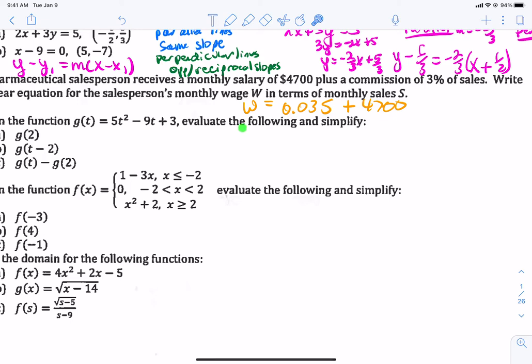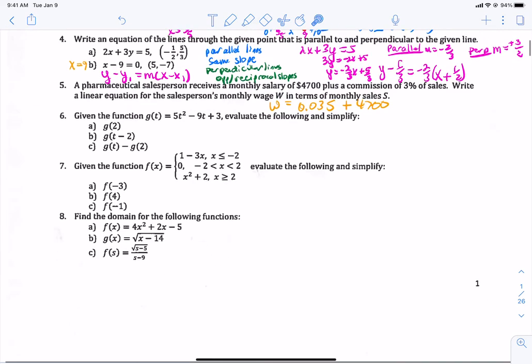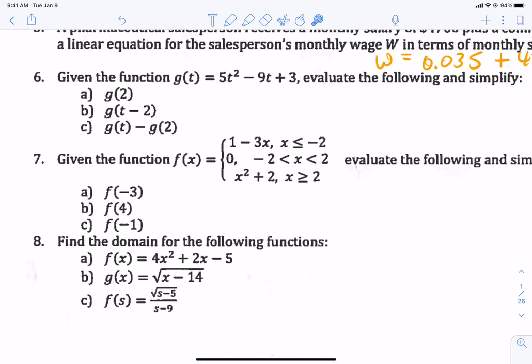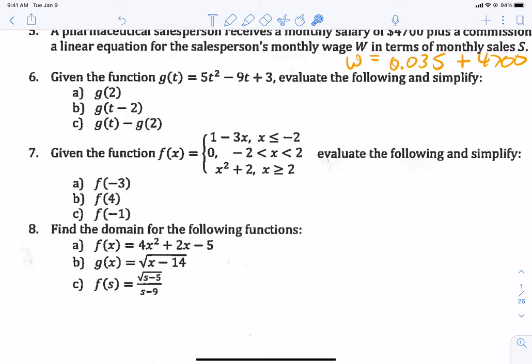You could think of that as y equals mx plus b. Our b is that 4,700. Our slope is that 0.03. Our x and y are the w and s. 6, that is just a function. I know almost all finals I've seen for 1510 is dealing with functions. So let's do 6 and 7 real quickly.